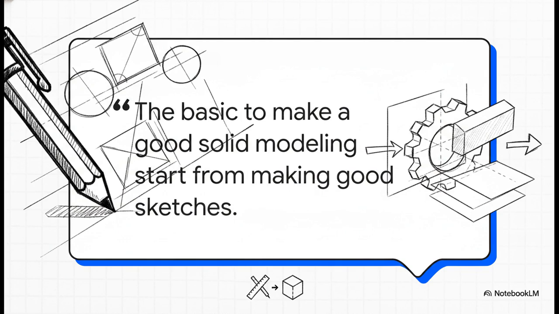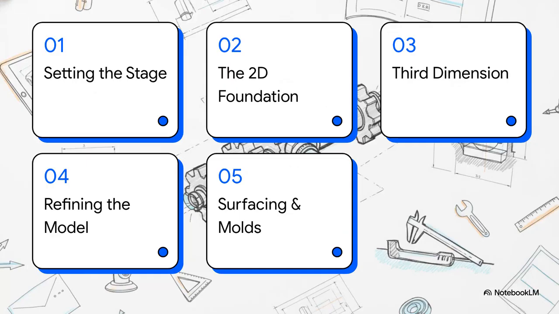You know, there's a golden rule in CAD, and it comes straight from our source material today. The basic to make a good, solid modeling start from making good sketches. It's that simple. You absolutely cannot build a great 3D model without a flawless 2D foundation. If your sketch is flawed right out of the gate, well, your 3D part is ultimately going to fail. We're going to move fast, but here's our roadmap for this explainer.